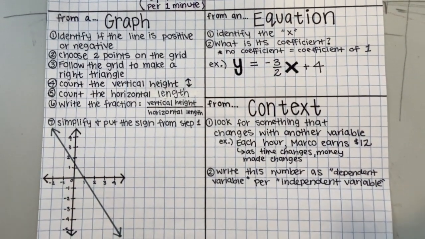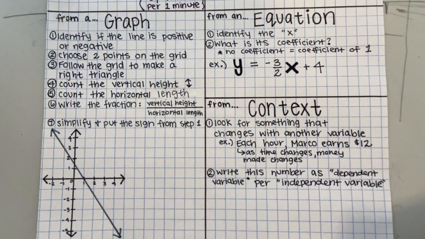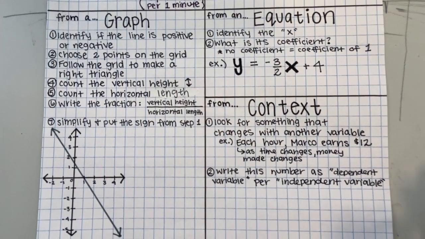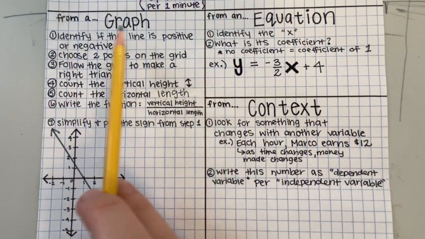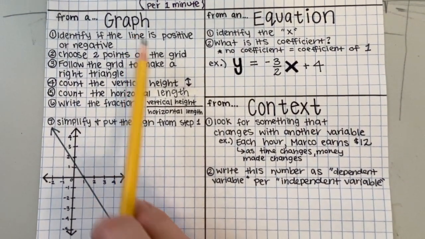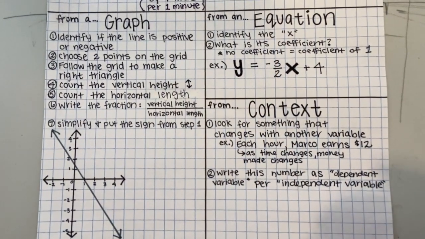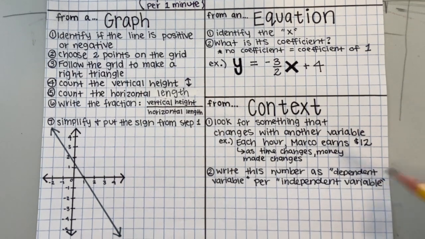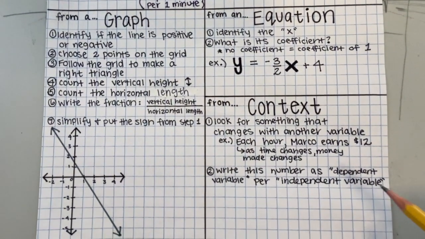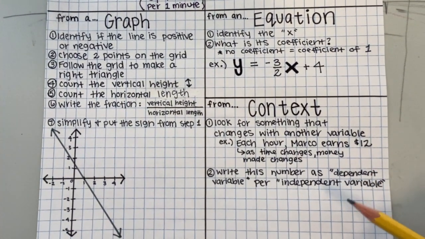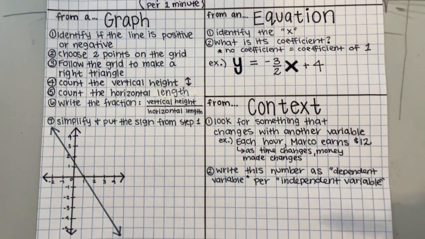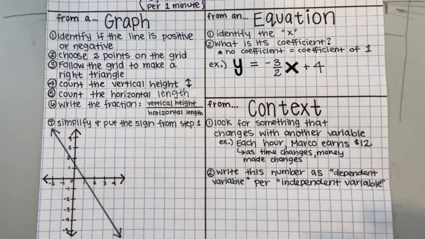So our last three ways that we can be asked to find the slope are: we can be given a graph and asked to find the slope, we can be given an equation and asked for the slope, or we can be given a scenario and ask ourselves, okay, what is the rate of change? What is the slope of this scenario? So let's start off with our graph.